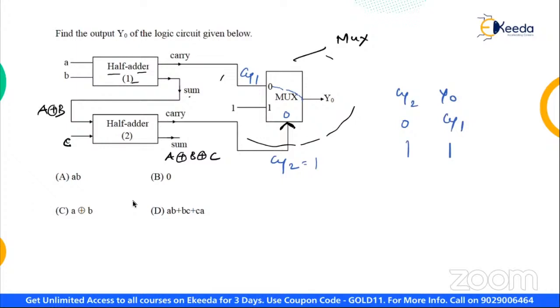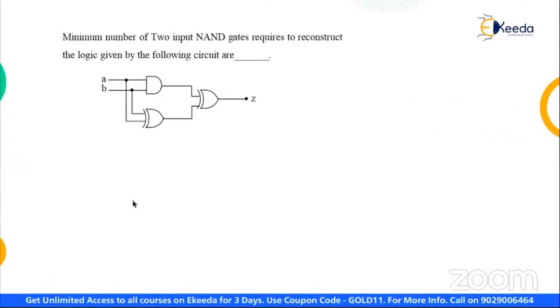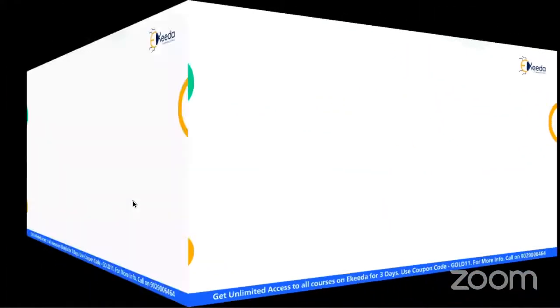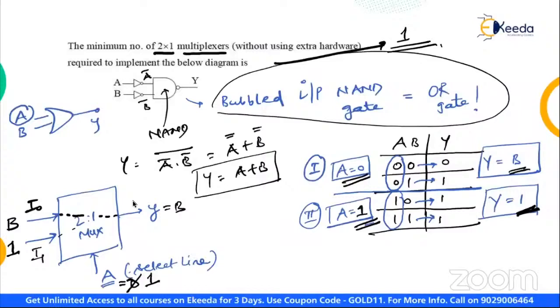If you observe carefully, this multiplexer is basically an OR gate. Please understand my point. This is simply an OR gate. If you do not believe this, let me go back and show you. We have already done this circuit. I've already made you understand how to make an OR gate with the help of a multiplexer.